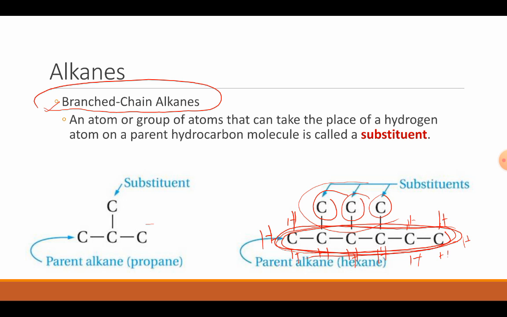So this here is propane. Why? Because it has 1, 2, 3: propane. So the parent here is propane, and the parent here is hexane. The parent here is hexane because it has 6, and the parent here is propane because it has 3 atoms. Of course, this is not within the chain, it's substituted. And we will know how to name the organic compound in that video.